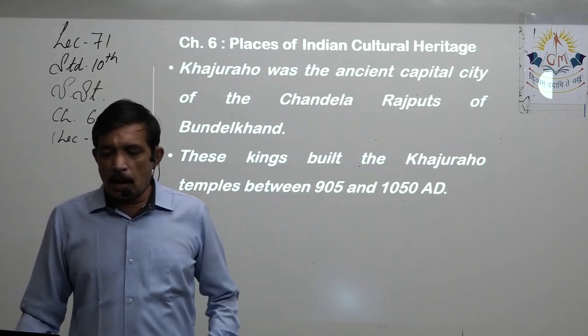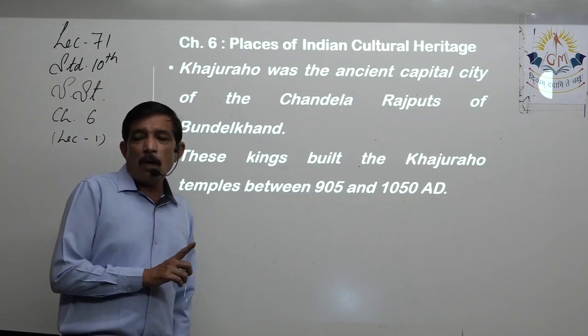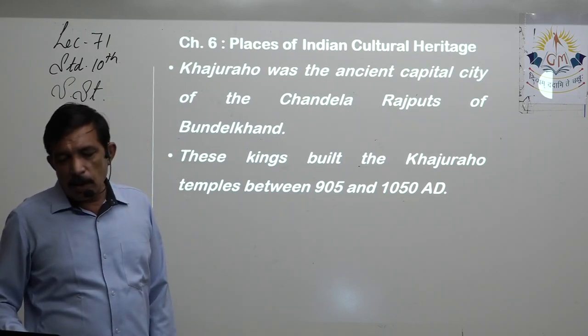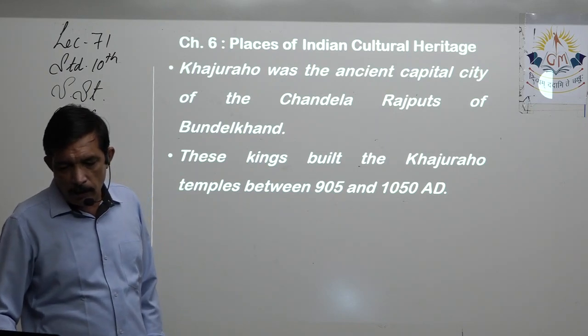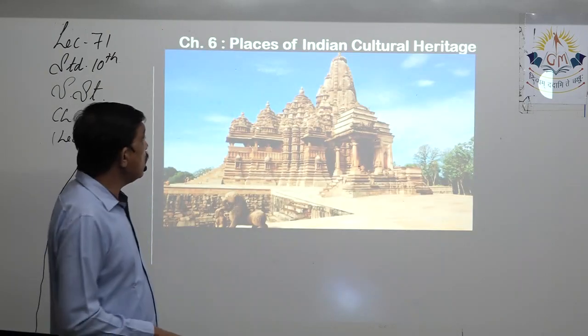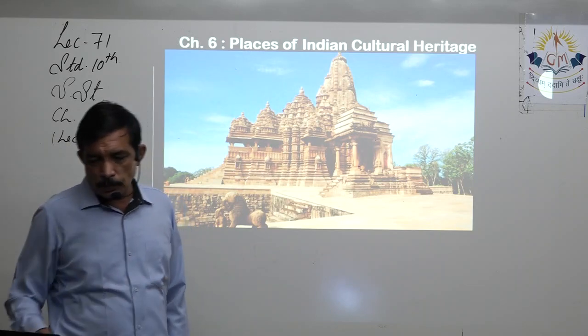These kings built the Khajuraho temples somewhere in between 905 AD to 1050 AD. That means it took more than 50 years, around 100 years to make them. This is the famous temple of Khajuraho.